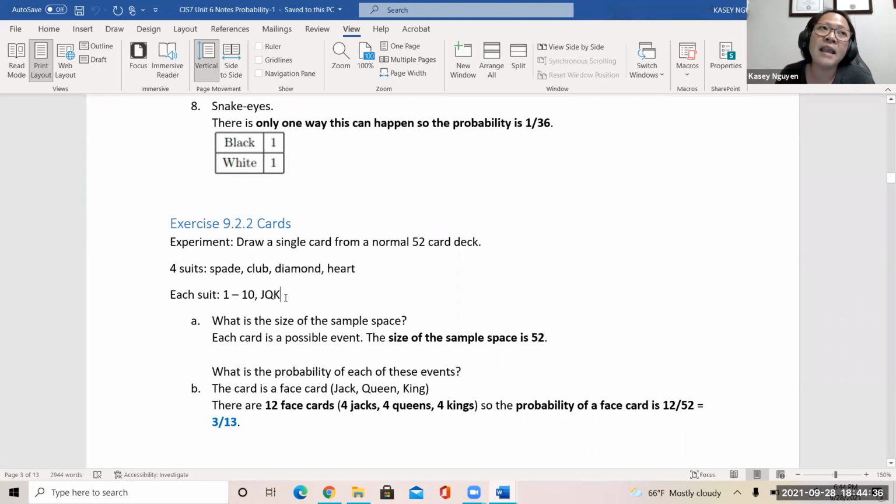Now, in some games, they would count the face card as an ace, but for the sake of our exercise, we would only use the face cards as jack, queen, and king. So there are 4 suits, and then there are these many cards in each suit.